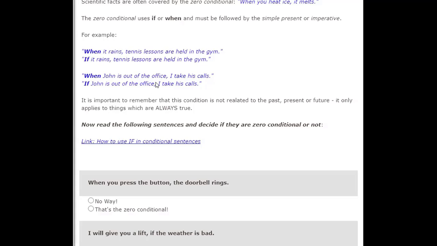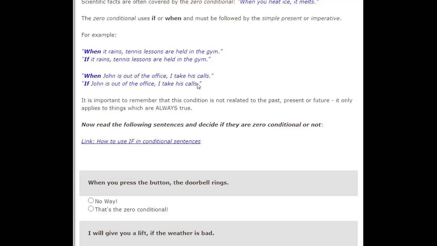Now when you have the if clause, this is known as the if clause, you would give a comma. Remember this. And then when you have the main clause, you would give a final punctuation because the sentence ends there. You can also say the main clause first and put this later on. You can say I take John's calls if he's out of the office. There would be a little variation of the words, because here it is his, so I will have to change it to John.